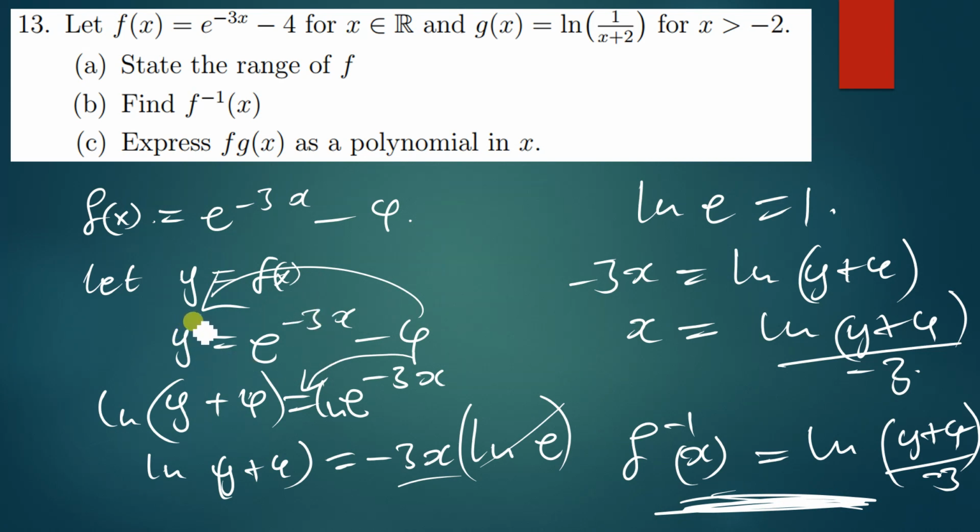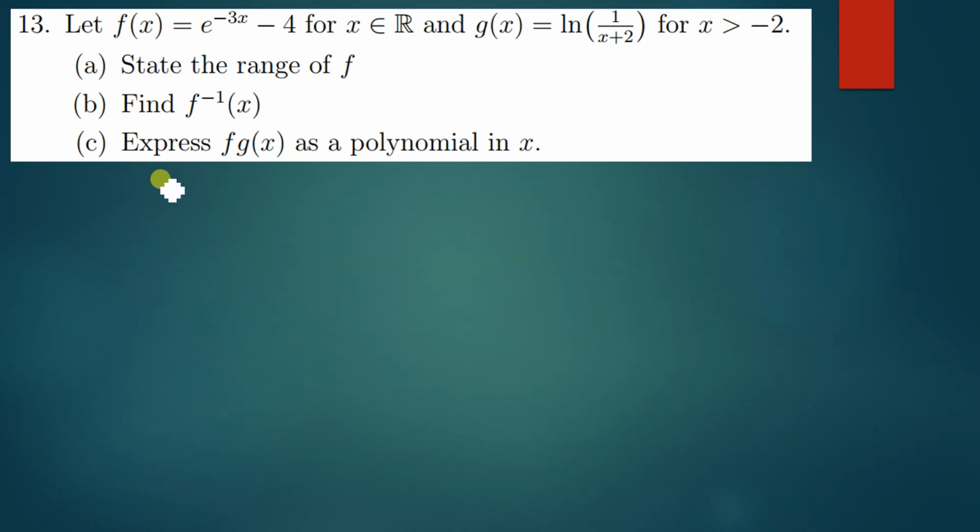The last question is asking us to express f of g of x as a polynomial. In other words, it's just asking us to find a composite function, which is found by combining f and g of x. So f of g of x is simply the same as saying in f, while there's x, we're going to put g of x. So our f is e to the power -3.